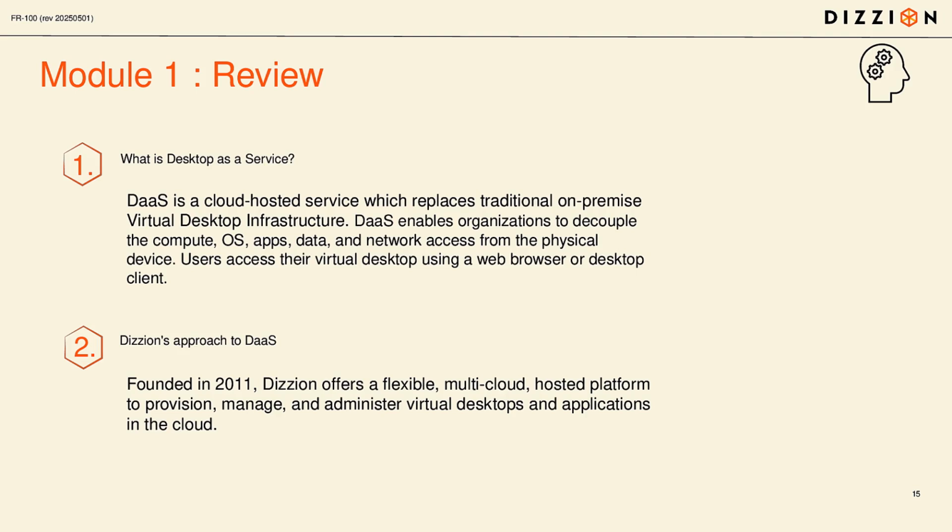Okay, so that's it for this module. Let's take a minute to review. In this module, you learned that Desktop as a Service is a cloud-hosted service which replaces traditional on-premise virtual desktop infrastructure. DaaS enables organizations to decouple the compute, operating system, applications, data, and network access from the physical endpoint device. Users access their virtual desktop using a web browser or desktop client. You also learned about Dizzion's approach to DaaS. Founded in 2011, Dizzion offers a flexible, multi-cloud hosted platform to provision, manage, and administer virtual desktops and applications in the cloud.